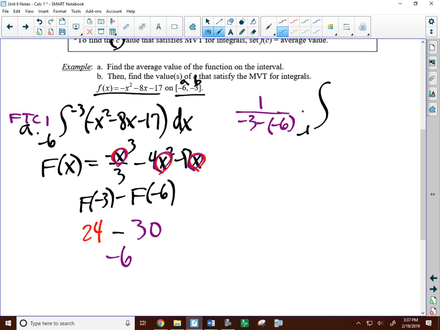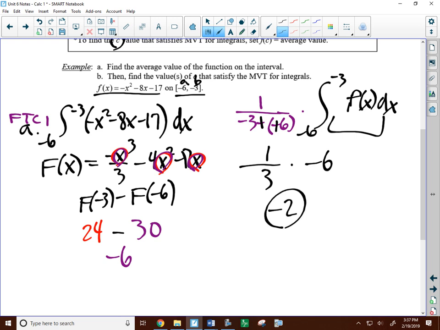Okay, the integral from -6 to -3, which we just did. We just did all of this, and we got -6. Let's reduce this one. -3 plus 6 is going to be 3. So we get 1/3 of -6, which is -2. So that's the average y value on the interval for the function. That answers part A. Now part B, find the value of c that satisfies the mean value theorem for integrals, value or values.